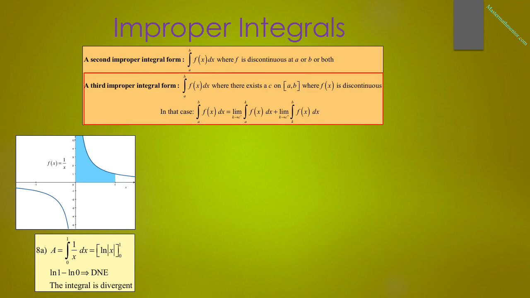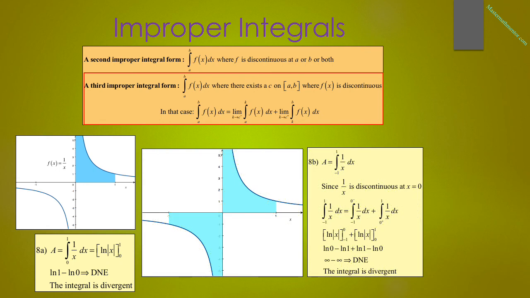There is a third and even more subtle improper integral form. It's the integral from a to b of f of x dx, where there exists a c on the closed interval a through b, where f of x is discontinuous. When we have that case, the integral from a to b of f of x dx is the limit as k approaches c from the left of the integral from a to k of f of x dx plus the limit as k approaches c from the right of the integral from k to b of f of x dx. We will see that in this next problem.